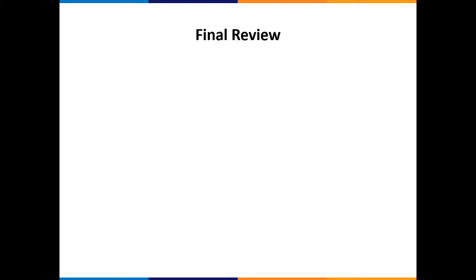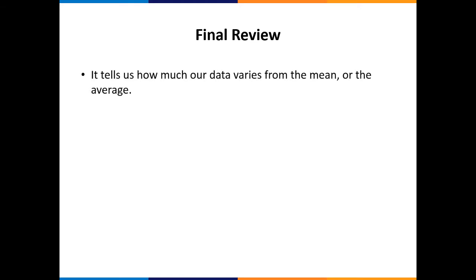So, okay, final review, and then I'll give some time for people to type in some questions. So remember, our standard deviation tells us how much our data varies from the mean, or sometimes we call that the average, all right? So it tells us how much variation is in our data. And remember, we have this rule of thumb whenever we use a standard deviation. We can always know that 68% of our students lie within one standard deviation away from the mean. So you take the mean, you add the standard deviation, subtract the standard deviation, and that gives you the range for one standard deviation, and 68% of the kids are there.